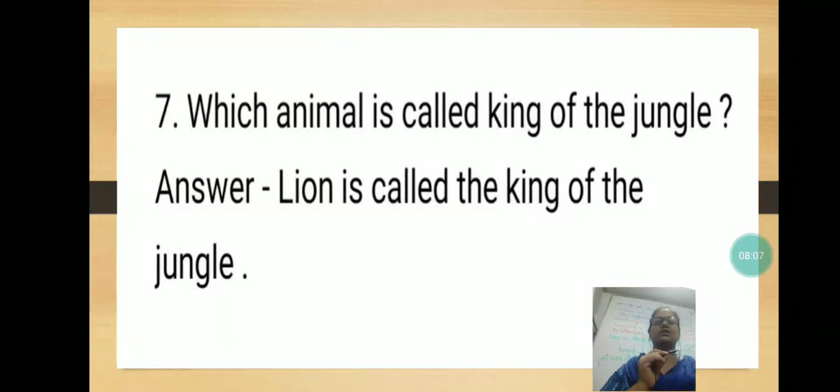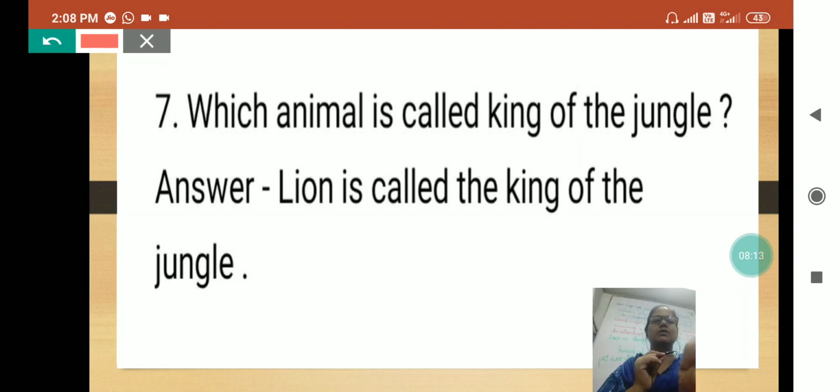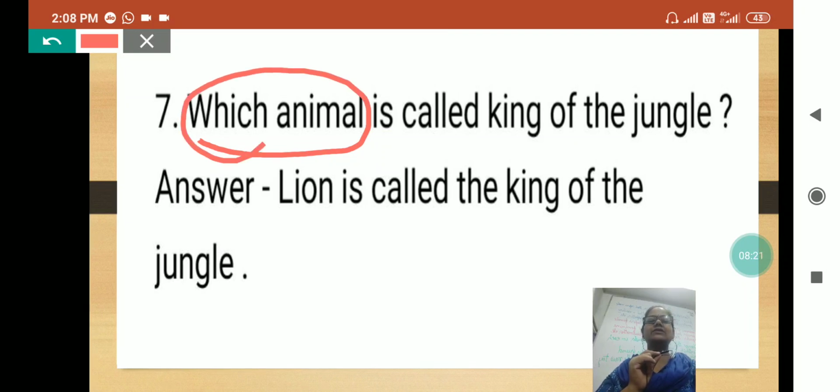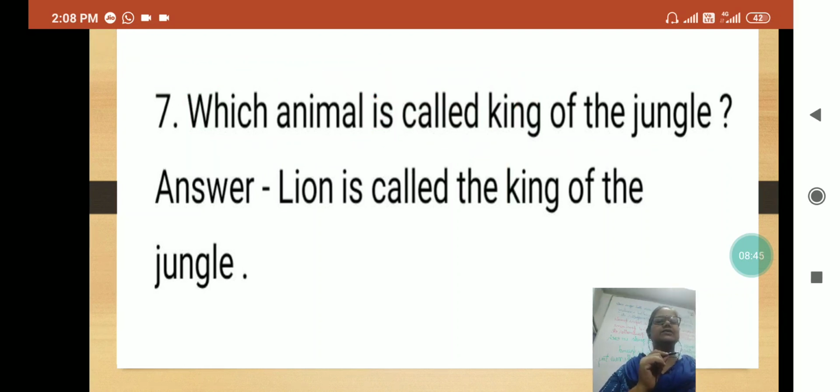Now I am sharing the next question with you, and the next question is, which animal is called the king of the jungle? And I think all of you know which animal is called the king of the jungle. Now in the place of which animal, we will write lion, and then we will copy the rest of the question. Lion is called the king of the jungle. Here we will add the. Lion is called the king of the jungle. Now let us see the next question.